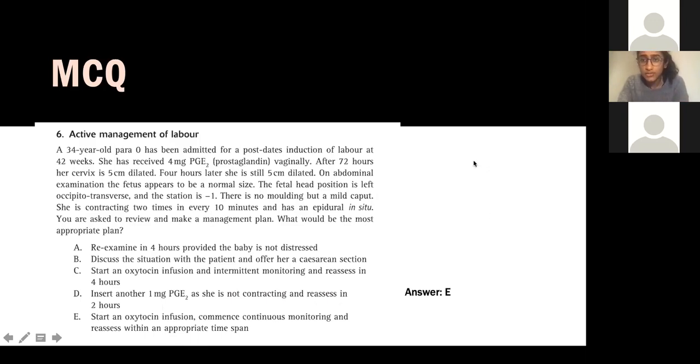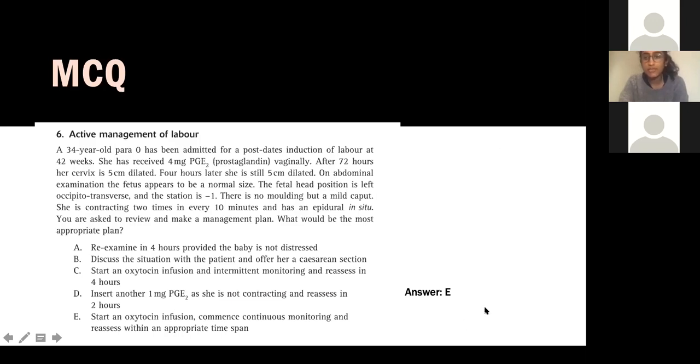When would you consider artificial rupture of membranes? I think if they are dilated, if they are progressing, if they're getting regular contractions but still haven't ruptured their membranes, you might trial rupture of membranes. Because rupturing the membranes can trigger labor. So you might consider doing that. There isn't a specific time. A lot of it is dependent on the obstetrician itself.